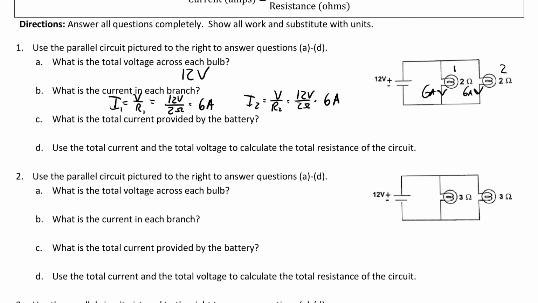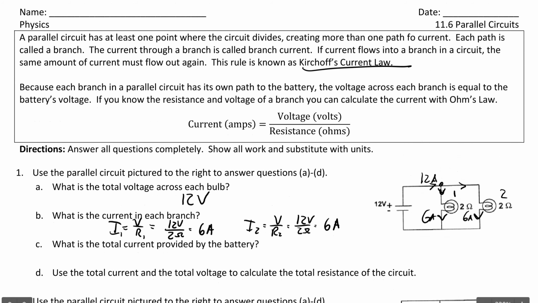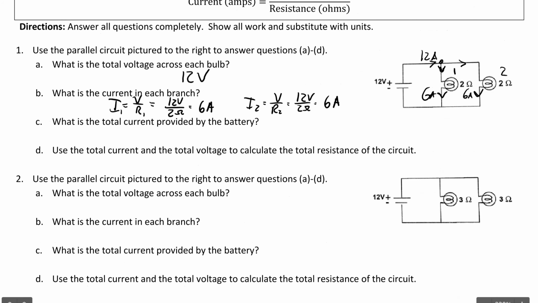And it says, what is the total current provided by the battery? Well, if there's 6 amps coming out of this junction here and 6 amps coming out of this junction here, then we know there must be 12 amps going into the junction right there. Okay, so it's Kirchhoff's current law again, and they mention it up above here. So the total current is going to be 6 plus 6, 12 amps.